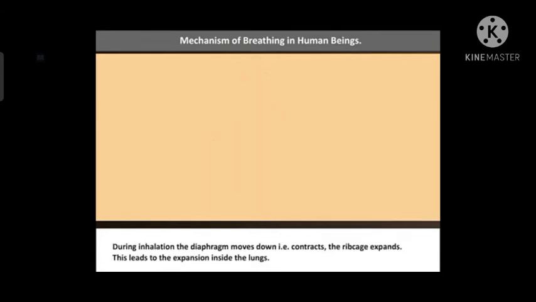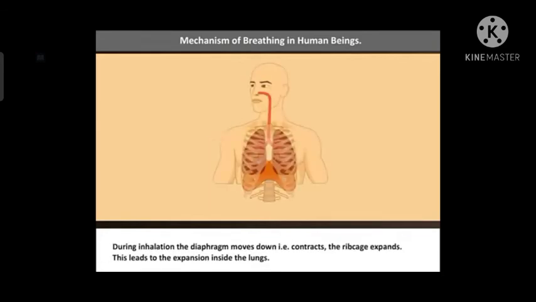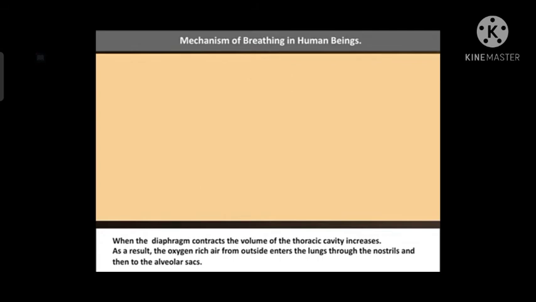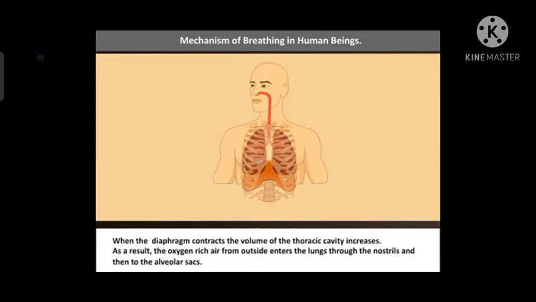During inhalation, the diaphragm moves down, in other words, contracts. The rib cage expands. This leads to the expansion inside the lungs. When the diaphragm contracts, the volume of the thoracic cavity increases. As a result, the oxygen-rich air from outside enters the lungs through the nostrils and then to the alveolar sacs.